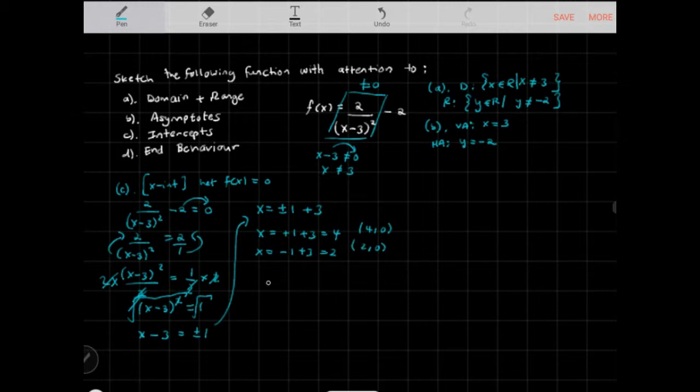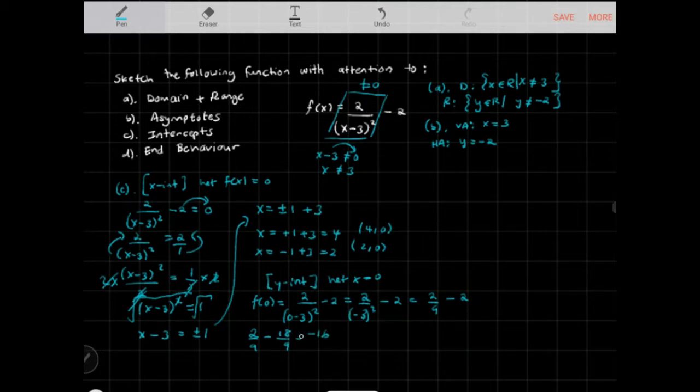Now let's find our y-intercept so we can create a much more refined sketch. So for the y-intercept, I'm going to let x equal 0. If I let x equal 0, I'm doing f of 0 is equal to 2 over (0 minus 3) squared minus 2, which is 2 over negative 3 squared minus 2, which is 2 over 9 minus 2. And you can write the negative 2 as 18 over 9, so 2 over 9 minus 18 over 9, which is negative 16 over 9. Okay, so you get negative 16 over 9. This is approximately, it's a little less than negative 2, right? So you can think about this as negative 1 and 7 over 9 if you want.